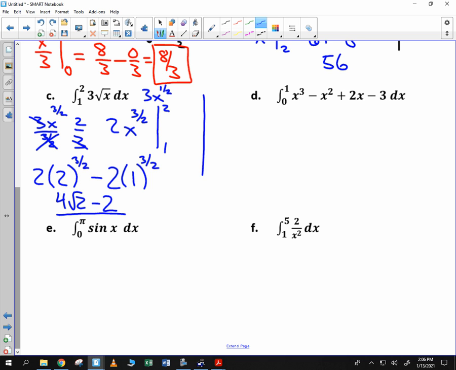As you check out the area, you can see 3 roots of x is going to look like that. Evaluating from 1 to 2, that's the area that you just determined. Let's try the next one.